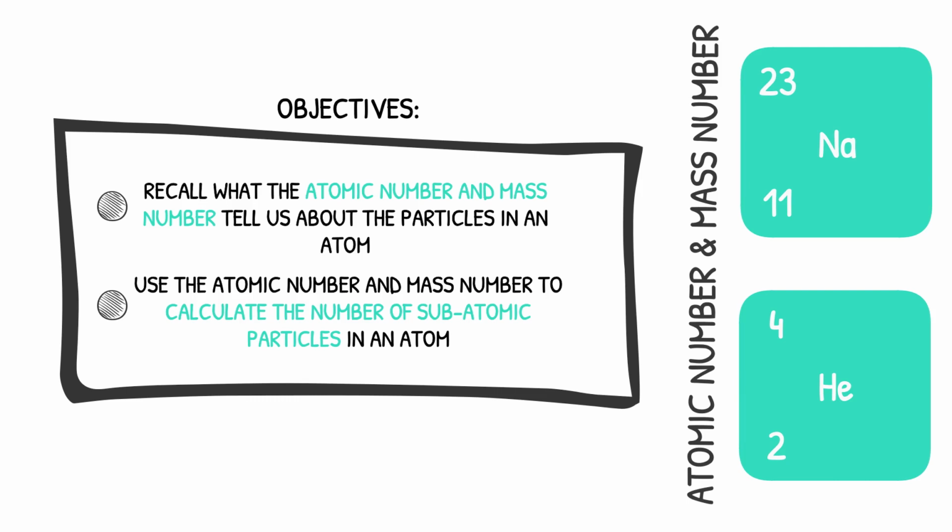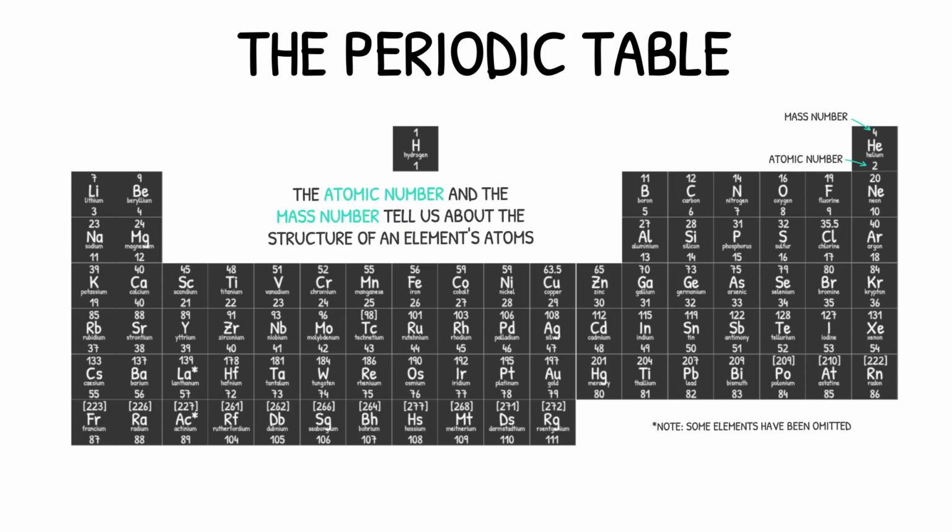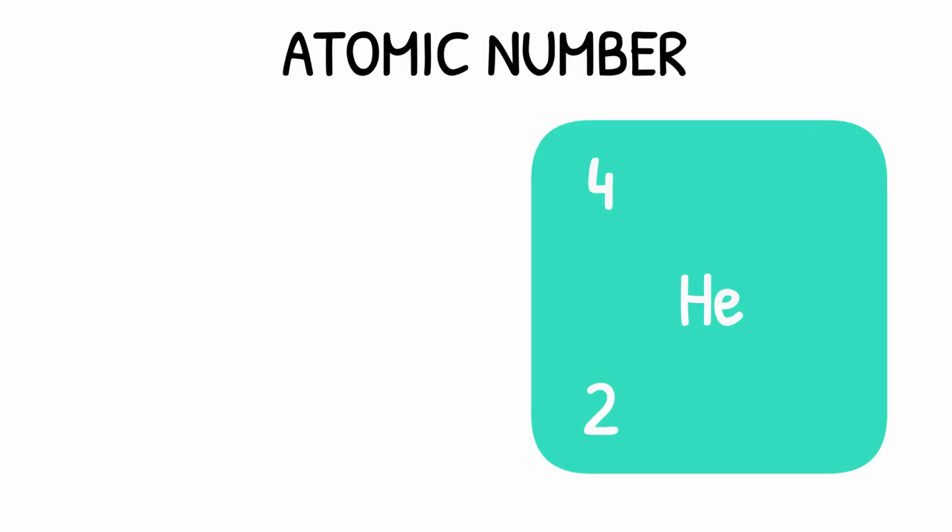So, let's go. When you've looked at the periodic table, you would have noticed that each element symbol consists of two numbers. These two numbers are the atomic number and the mass number, and both are extremely useful when trying to understand the structure of an element's atoms. We'll use the element symbol for helium to explore this concept.